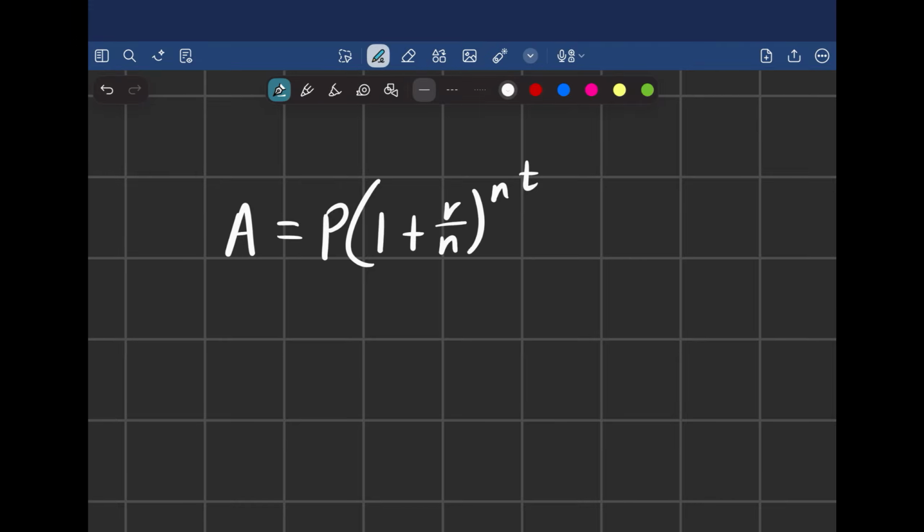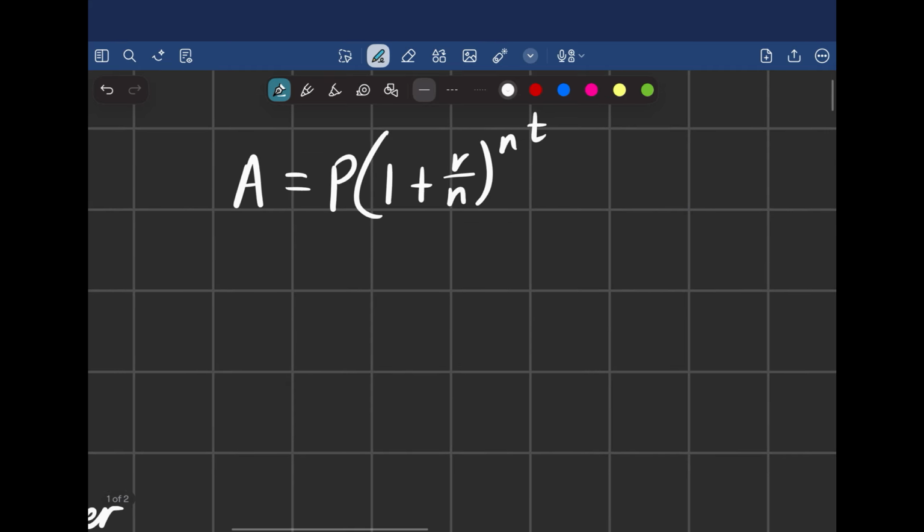And then we have T. And T is the time, and that's usually measured with years. So if we want to do compound interest over, let's say 3 years, we'll put a 3. But that's not what we're going to be doing here. What we're going to be doing is manipulating it a little bit so we can go ahead and mess with it to see how we can get Euler's number.